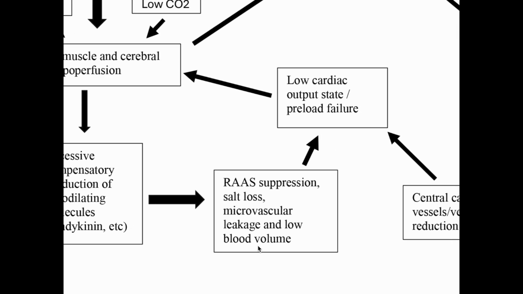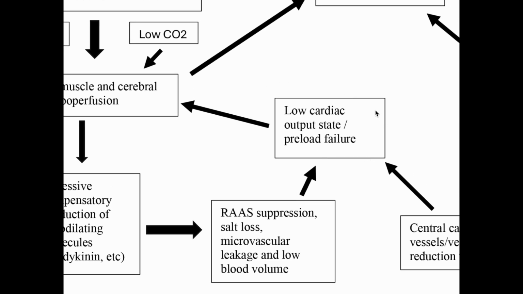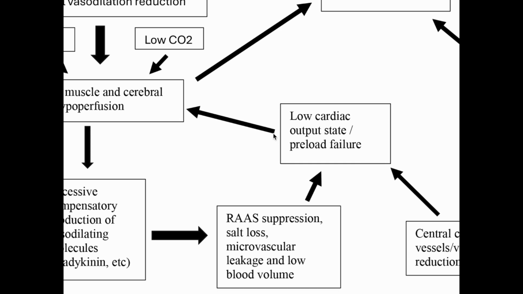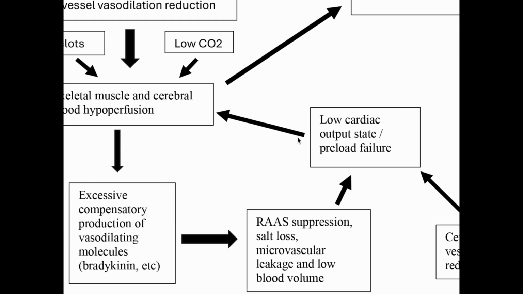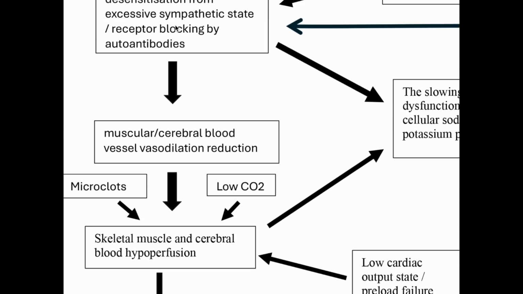Okay, so once you get this low blood volume coming about, it starts to create strain on the heart, and the heart doesn't have so much blood to work with, so it starts to develop a low cardiac output state, which means that the heart is pumping an inadequate amount of blood around the body, and there is therefore reduced tissue perfusion for yet another reason. So that's why I have this arrow here, which is going back into the skeletal muscle and cerebral blood hypoperfusion. So we already have the blood vessel issues.